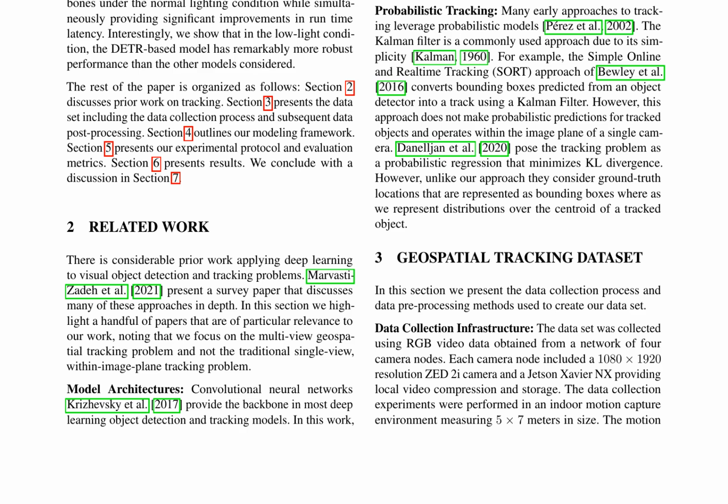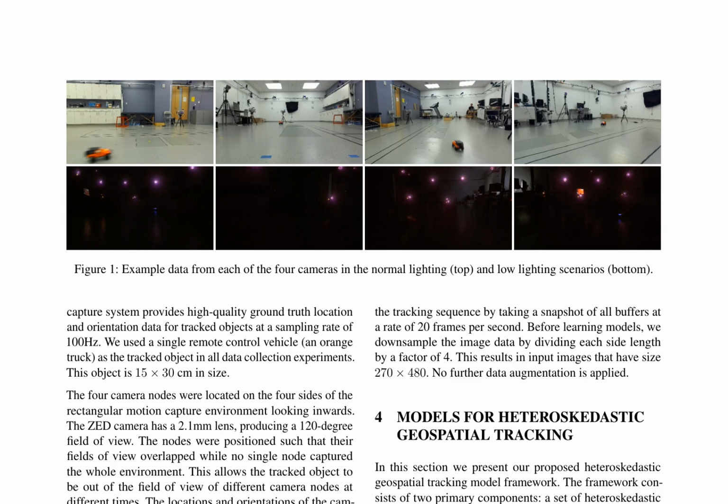The authors also demonstrate that their custom HGD backbone can provide performance on par with ResNet 50 and DETR backbones under normal lighting conditions while simultaneously providing significant improvements in runtime latency. Interestingly, they show that in the low-light condition, the DETR-based model has remarkably more robust performance than the other models considered. The research paper discusses the development of a heteroskedastic geospatial tracking model framework for object tracking in various scenarios.